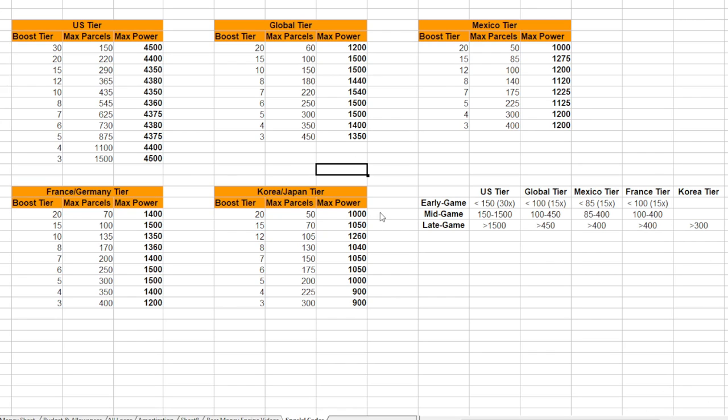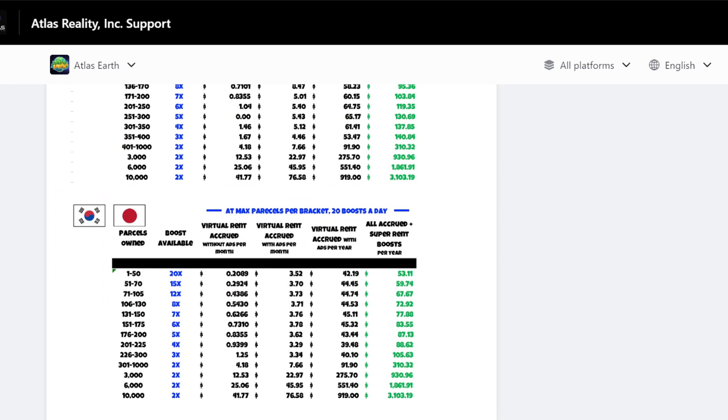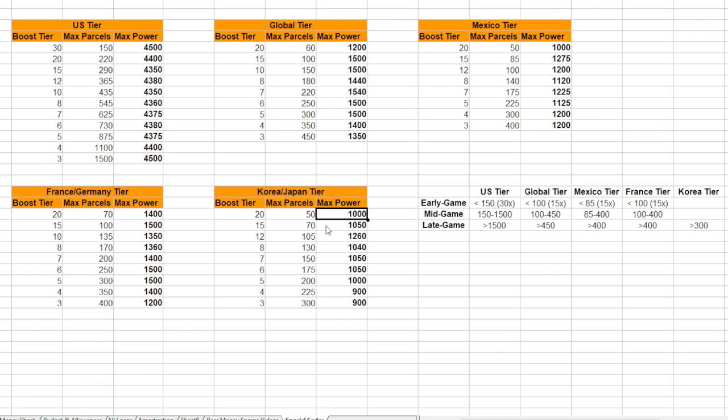Now, as for Korea and Japan, it's a little bit trickier. And much of that is because the parcel power here at the 12x boost tier is just much higher than any other tier. I even had to do a double take on that one. I was like, are you sure that this seems a little unbalanced? But I checked this and it says that, yeah, it's 12x with a maximum of 105. So yeah, actually 12x is that much higher. 12 times 105 is 1260, and everything else is around the 1000 mark.